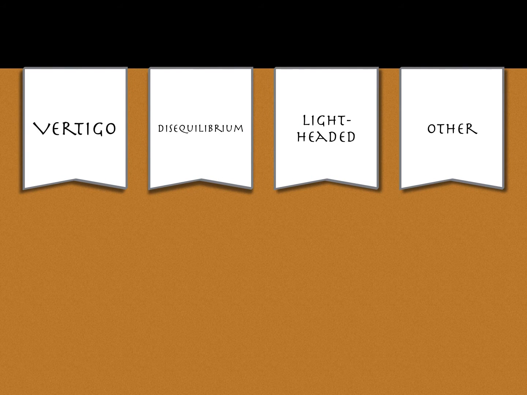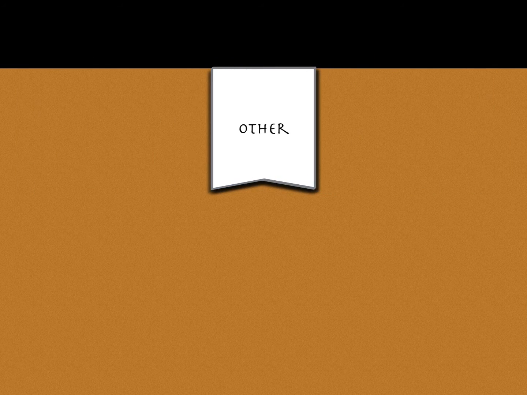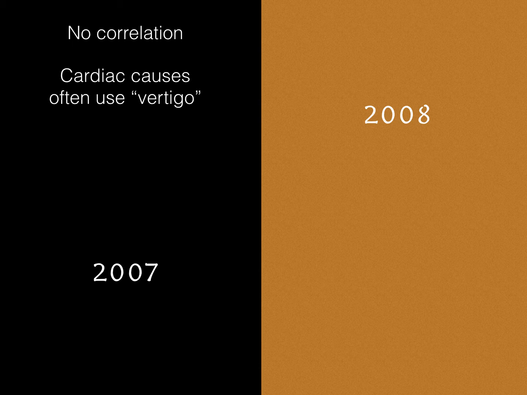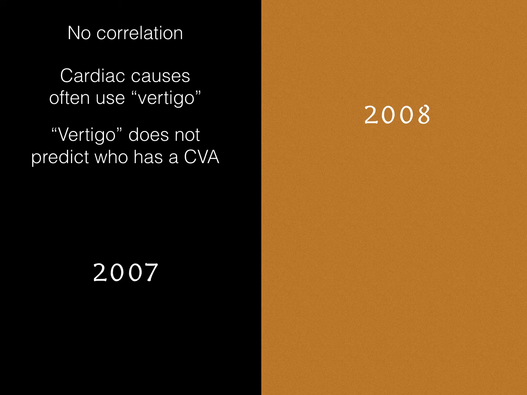What we've learned since then is that all 4 categories of these are really just one thing. They're dizziness. And this is based on a study in 2007 and a subsequent study in 2008. The 2007 study demonstrated that there is no correlation between the symptoms and the ultimate diagnosis. For instance, people with a cardiac cause to their dizziness often use the word vertigo to describe it. And more importantly, people with vertigo, it doesn't necessarily predict who has a stroke. Okay, people who have vertigo are as likely to have a stroke as people who say, I can't walk straight, who are as likely to have a stroke as people who say, I'm lightheaded.